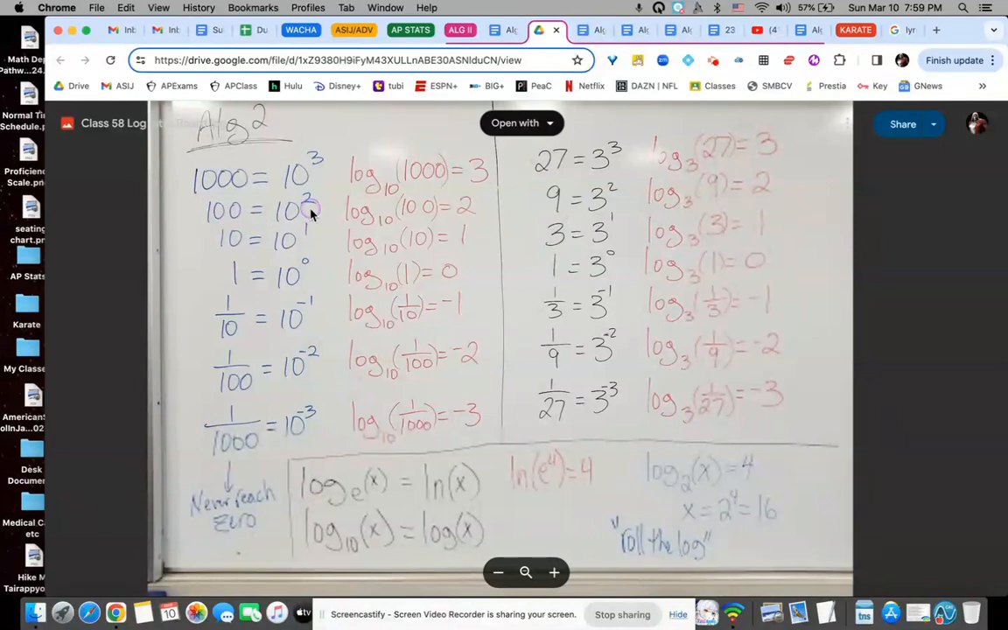So if we have 100, we could write that as 10 squared, right? So if I took the log base 10 of 10 squared, it's just going to spit out a 2. Well, why? Because 10 to the second power equals 100. So it just keeps going, right? 10 to the first power is 10, 10 to the 0 power is 1, 10 to the negative 1 is 1/10. So it's the same things we were talking about over here, these exponential numbers. But you can see how it's different now because I've taken the logarithm.